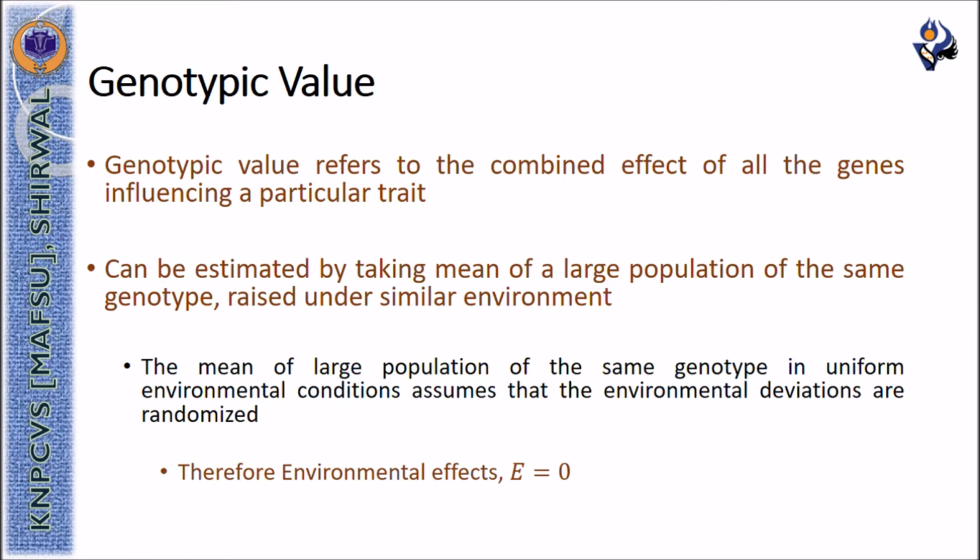Now, the mean of this large population containing the same genotype in uniform environmental conditions will assume that the environmental deviations are randomized, and therefore the environmental effects are nullified and E becomes 0 in the basic model of quantitative genetics.